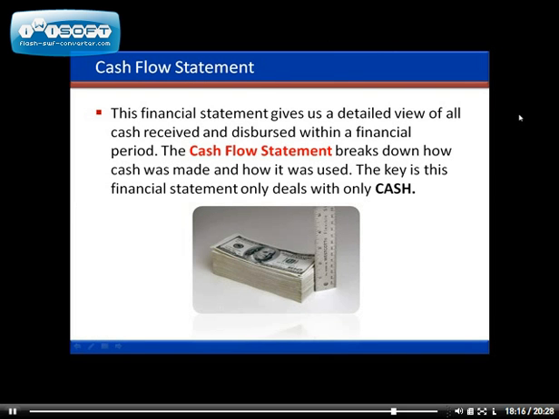Right, now the cash flow statement. This financial statement gives us a detailed view of all cash received and dispersed within a financial period. And the cash flow statement breaks down how cash was made and how it was used. And the key is this financial statement only deals with cash. It deals with only cash.